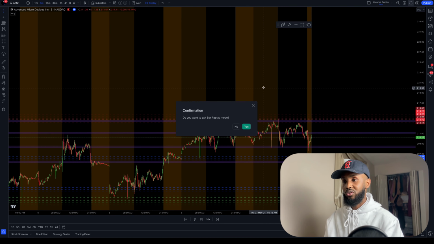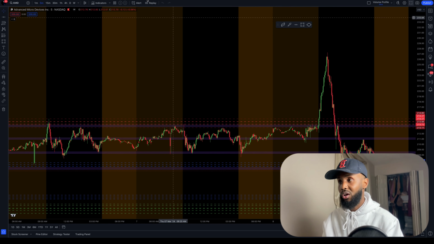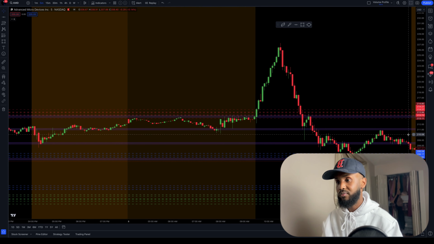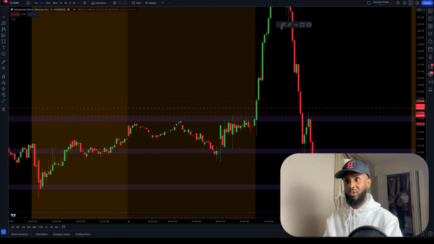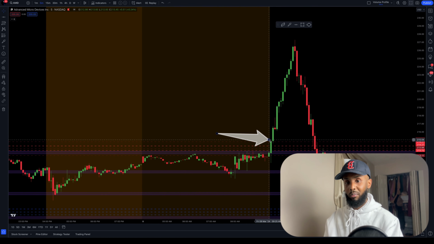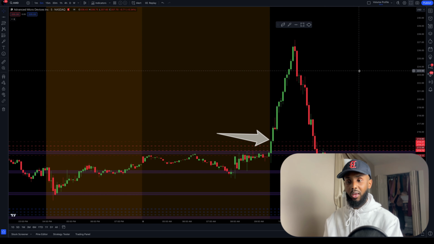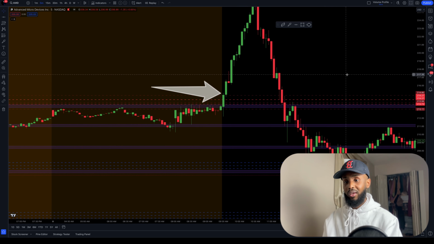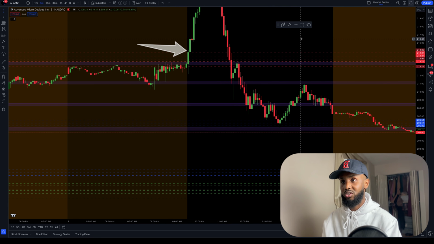So once we turn off the replay mode, we can see how did AMD play out. It came to this 214 zone and we finally broke out of here, and we can see those buyers stepped in heavy. This trade above 215 would have netted you a huge winner, right? So this thing moved 5% to the upside. Huge trade.